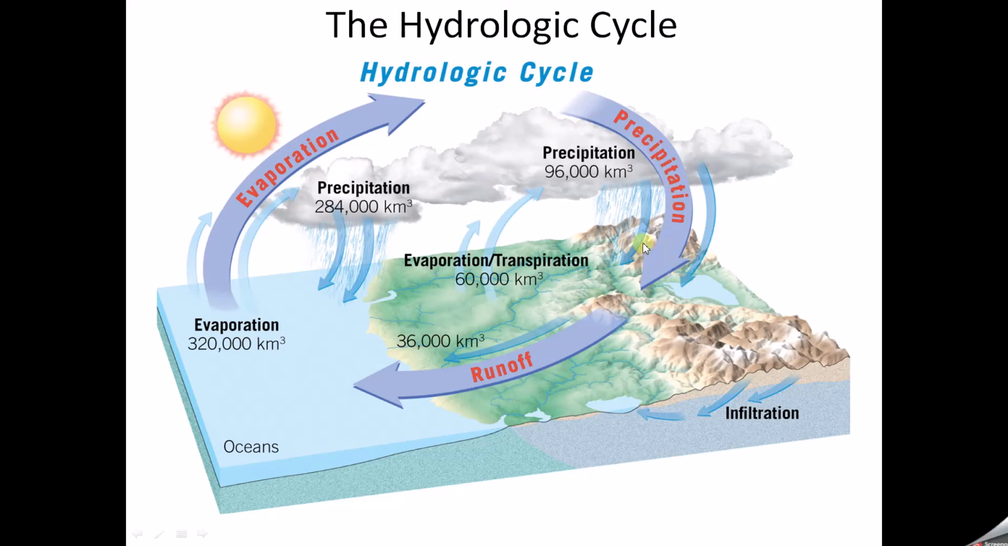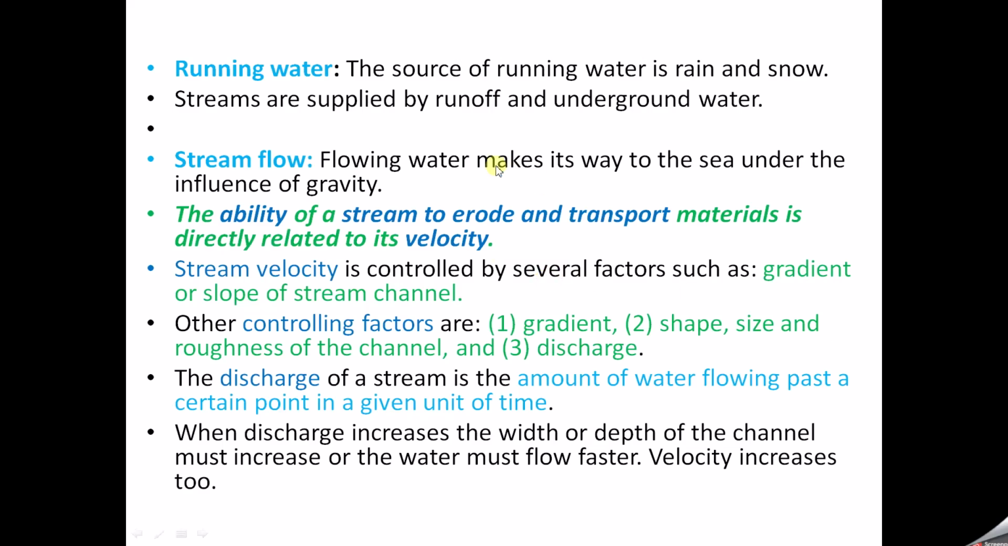This is the summary of the hydrological cycle: precipitation, runoff, and infiltration. Running water: the source of running water is rain and snow. Streams are supplied by runoff and underground water. Flowing water makes its way to the sea under the influence of gravity. So the main goal is sea or lakes, and the main control is gravity.